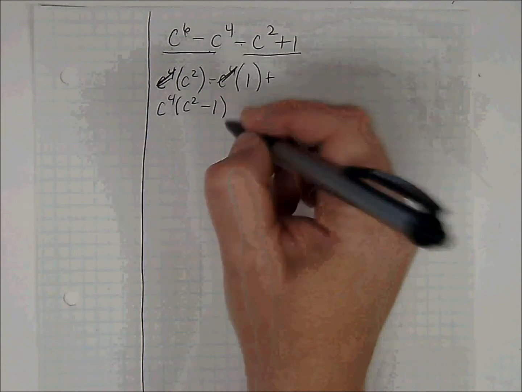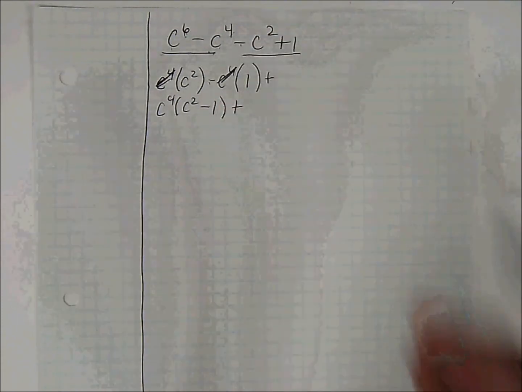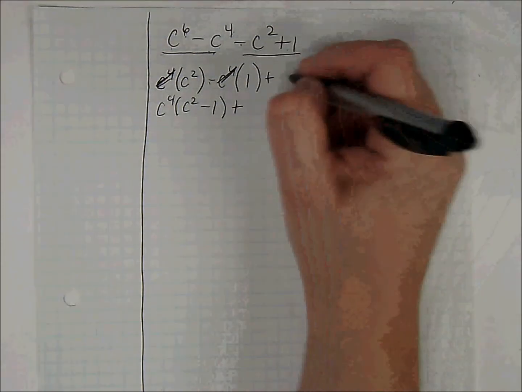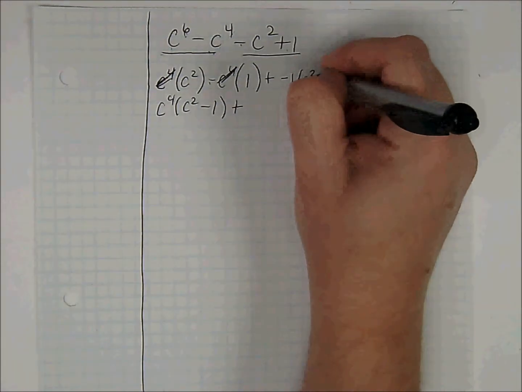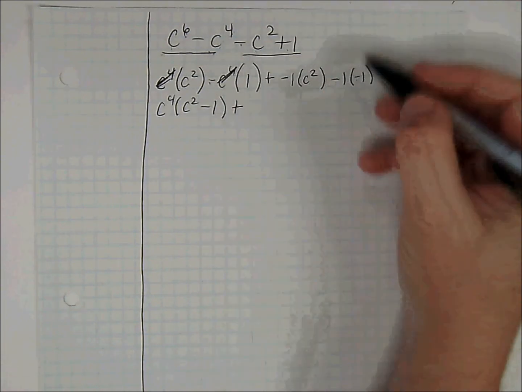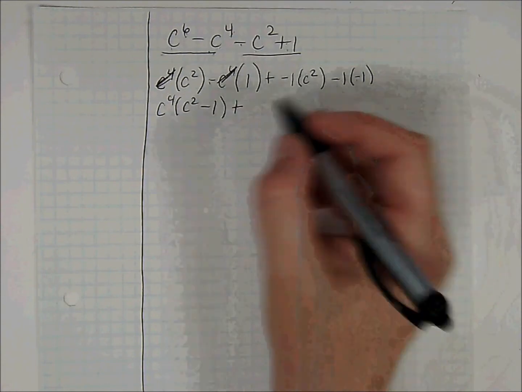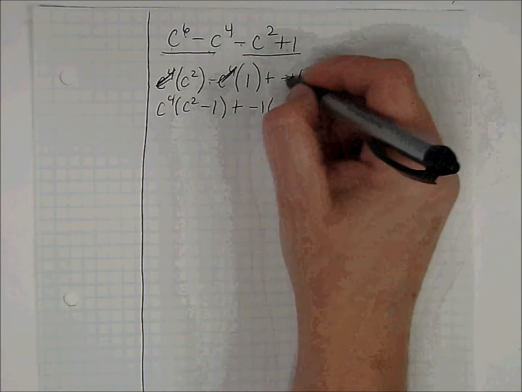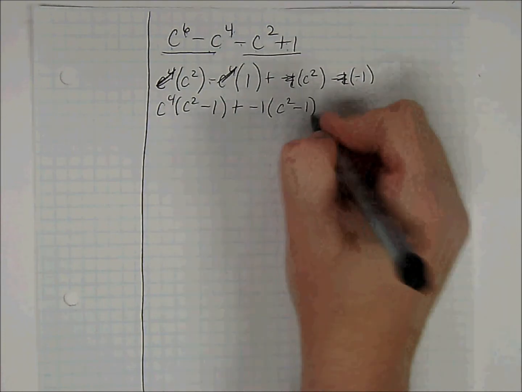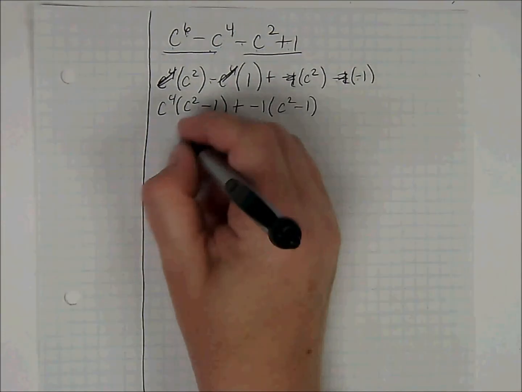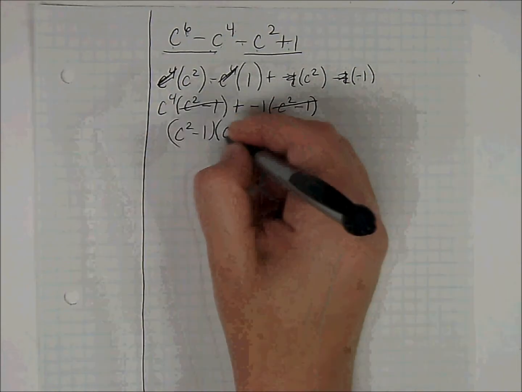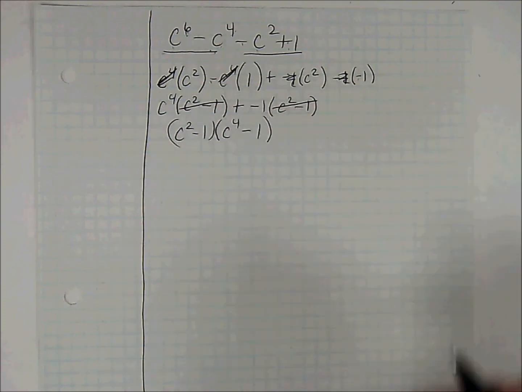Remember, whoops, there's a minus. We know we're bringing down a plus, so that tells us we have to take a negative number out. And it looks like all we can take out is 1. So this is going to be negative 1 times c squared, and negative 1 times negative 1, because a negative times a negative gives us a positive. So if we take that negative 1 out, we get c squared minus 1. So they both have c squared minus 1. Take it out, and this is c to the 4th minus 1.